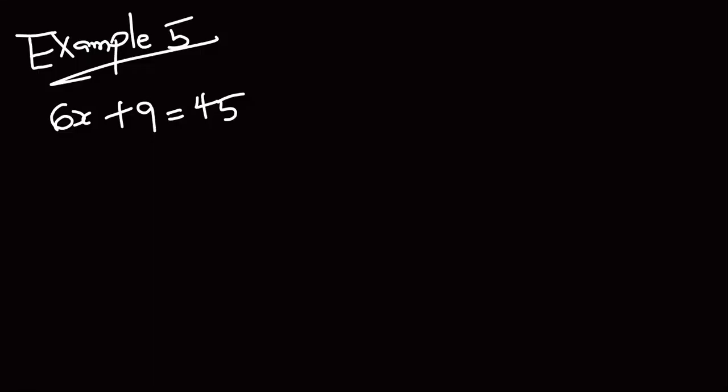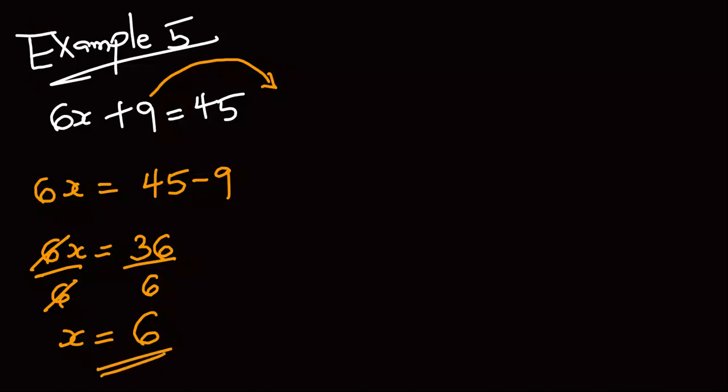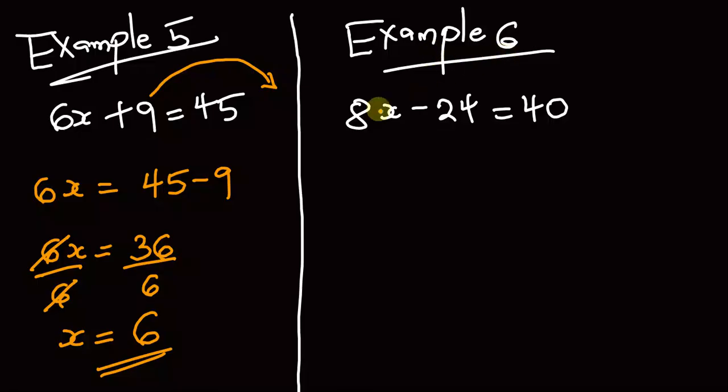Let's look at example 5. 6x plus 9 is equal to 45. The same concept, we make 6x the subject. It will be 6x is equal to 45. We take the positive 9 to the other side. It will change sign to minus 9. Therefore, 6x is equal to 45 minus 9, which is 36. To get the value of x, we divide both sides by 6. So, after simplifying, the value of x will be 36 over 6, which is 6. 6 is our answer.